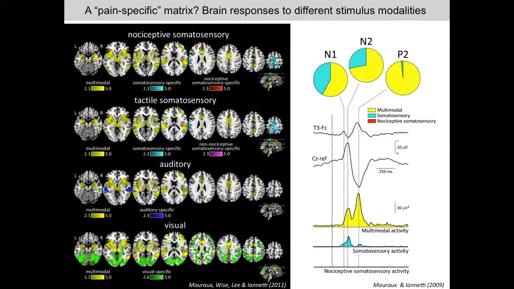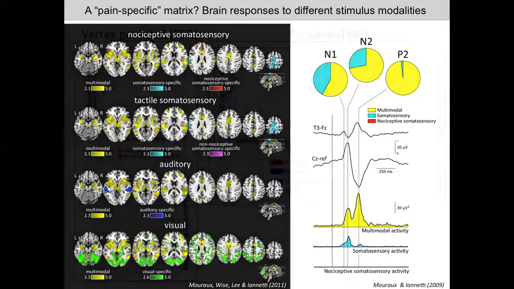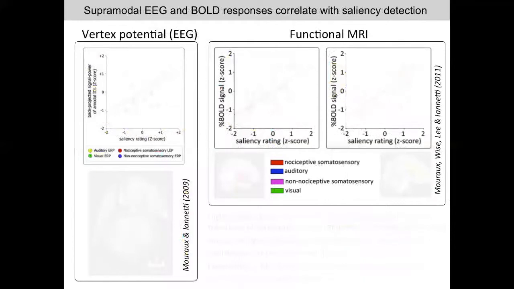The interesting thing, and here I think it's something really important, is what is making these things? If you look at the contribution of the supramodal areas, as I call them, the areas activated by all stimuli, at within-subject level, what we found is that there is a convincing correlation between how much this multimodal activity in yellow contributes to the response and how much the subjects rated the stimulus salient.